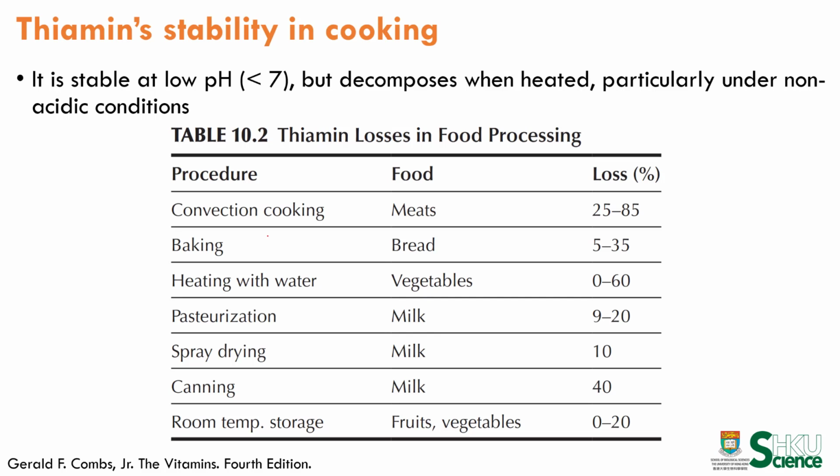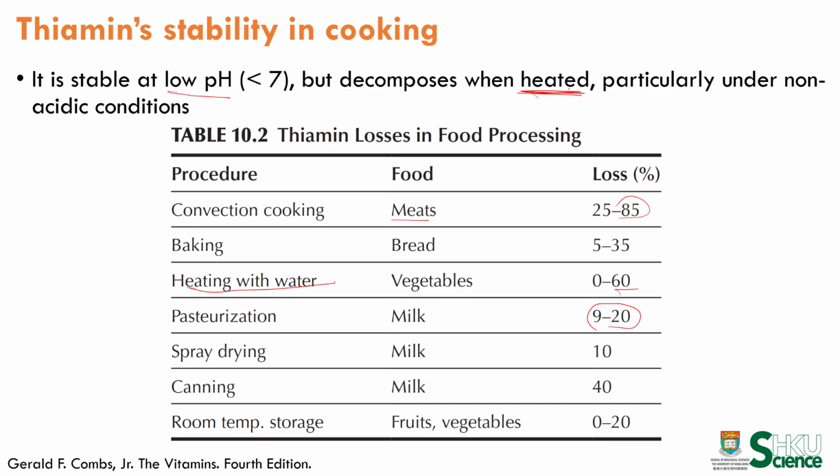Thiamine is actually something that's quite stable at low pH, but it will start to decompose when you heat it up, particularly when the condition is non-acidic. So for example, when you cook meat using convection cooking, such as baking or grilling, you can lose as much as 85% of the thiamine contained in it. If you cook vegetables with water, you can also lose anywhere between 0 to 60% of thiamine. Pasteurization would lead to about 10 to 20% loss. Thiamine is very heat sensitive.